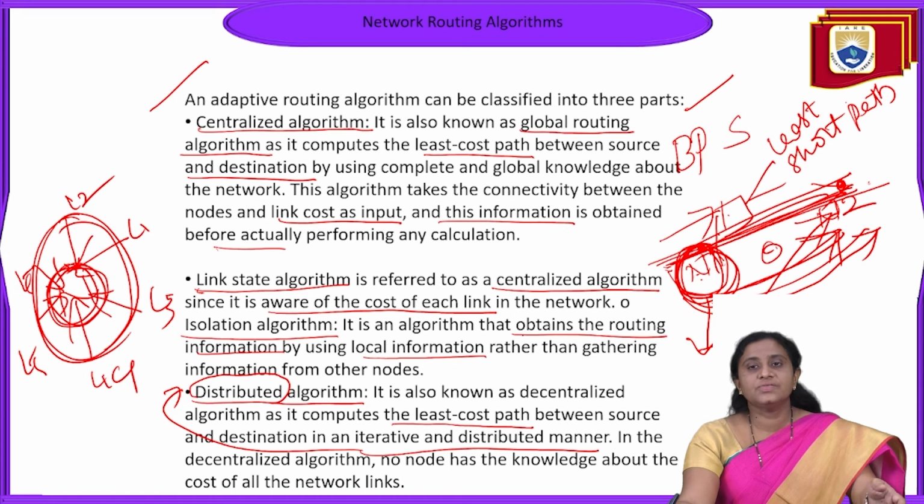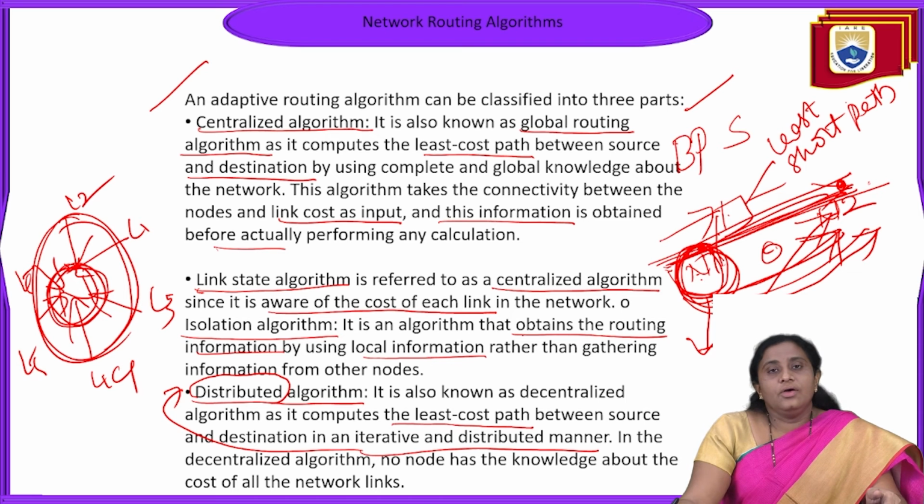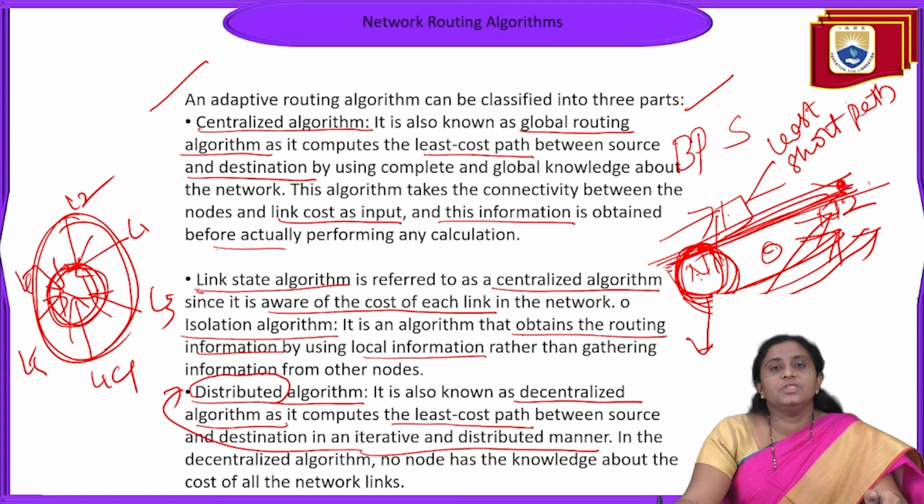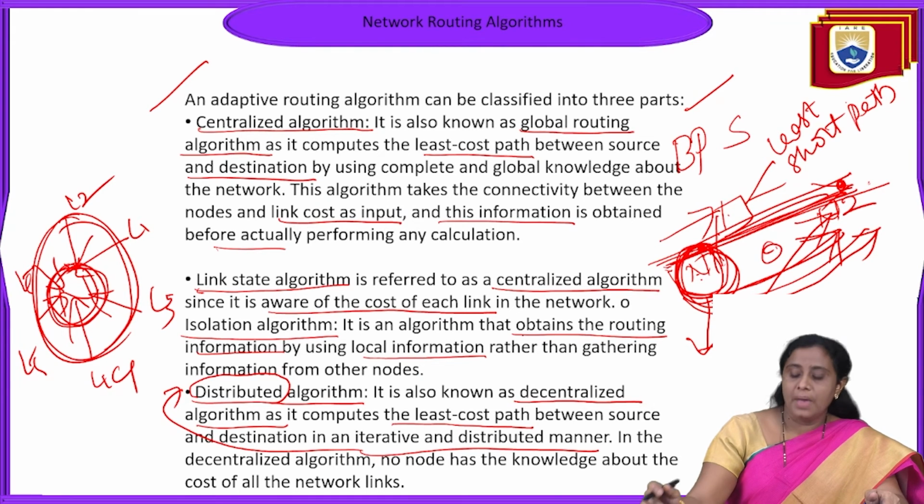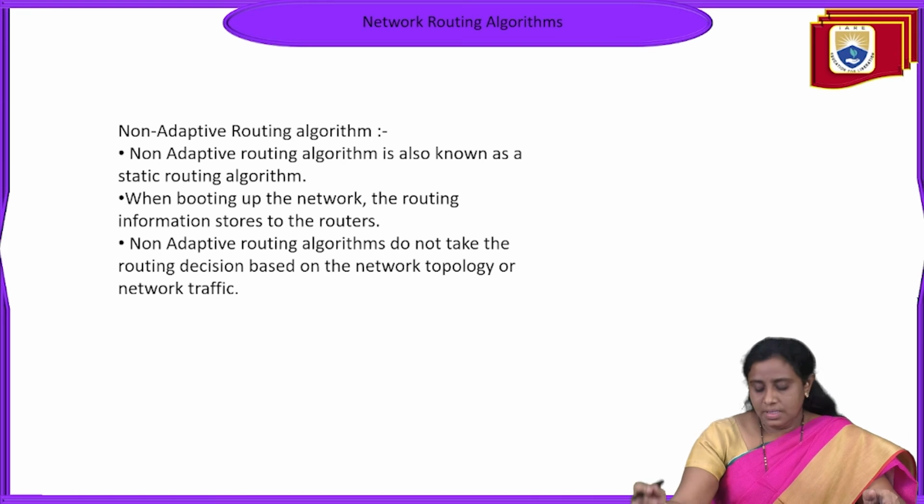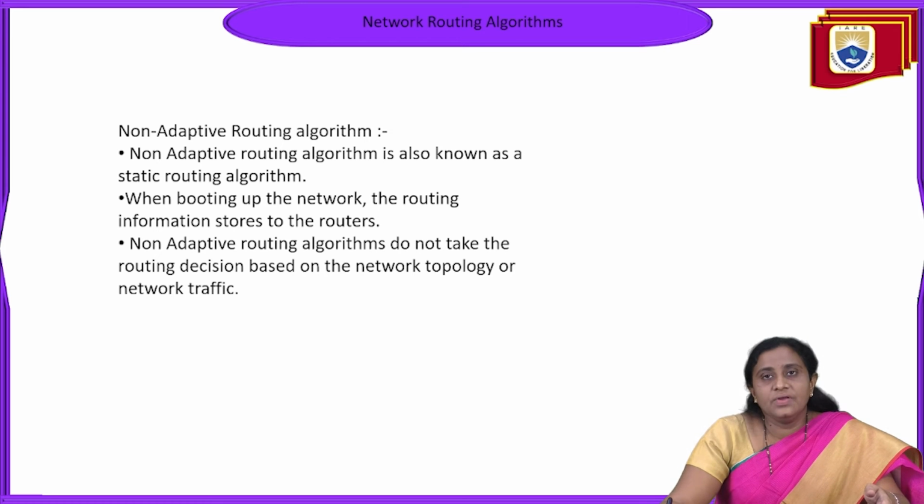And the last one is the distributed algorithm, and if you want to define it in a secondary way, it is nothing but the decentralized algorithm, as it computes the least cost path between the source and the destination in an iterative and distributed manner. Coming to the second part of routing algorithms, the first one is the adaptive routing algorithm, and the second one is the non-adaptive routing algorithm.